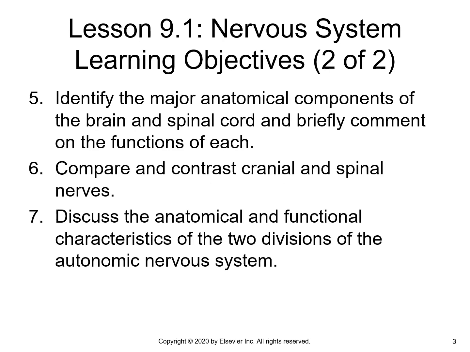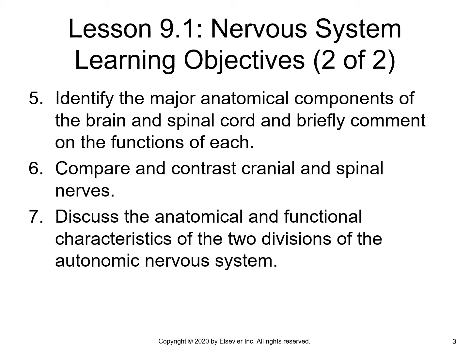Objective 5. Identify the major anatomical components of the brain and spinal cord and briefly comment on the functions of each. Compare and contrast cranial and spinal nerves. Discuss the anatomical and functional characteristics of the two divisions of the autonomic nervous system.